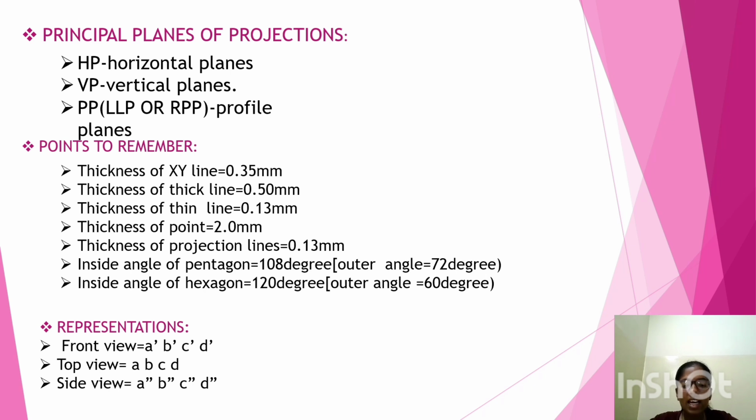The inside angle of the pentagon is 108 degrees and the outer angle is 72 degrees. Inside angle of the hexagon is 120 degrees and the outer angle is 60 degrees. In the front view, we represent as A dash, B dash, C dash and D dash. In the top view, we represent as A, B, C, D. In the side view, we represent as A double dash, B double dash, C double dash and D double dash.